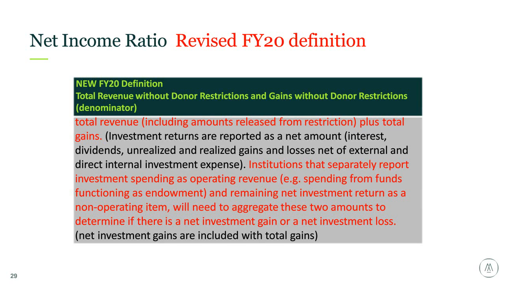So if your organization has investments, gain, and losses presented as separate line items, you would need to net those two numbers to determine whether or not you have an investment gain or an investment loss. Earlier we talked about investment losses, so if you do have a net investment loss, you do not include that as part of your total expenses. However, if you have a net investment gain, you'll include that as part of total revenue. So that was the update for total revenue.